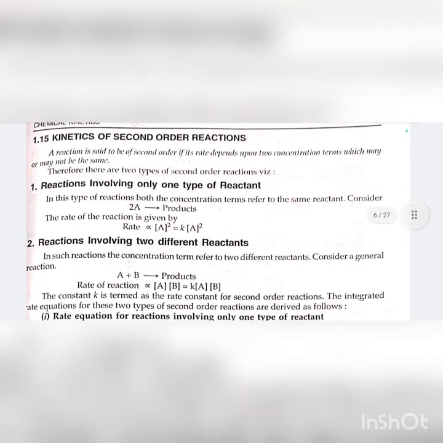Now next is the kinetics of second order reaction. A reaction is said to be second order if the rate depends upon the concentration terms which may or may not be the same.